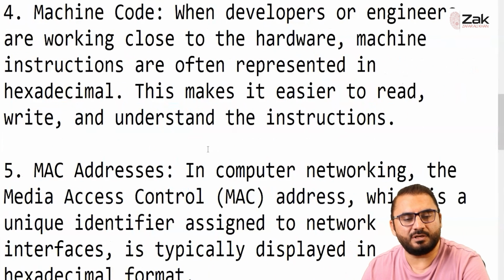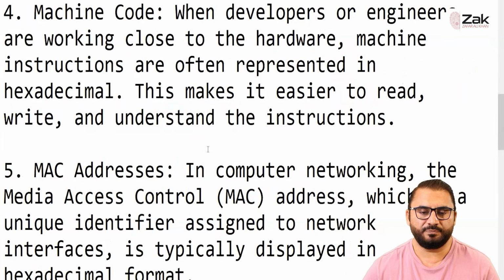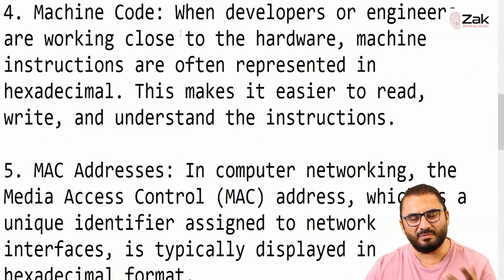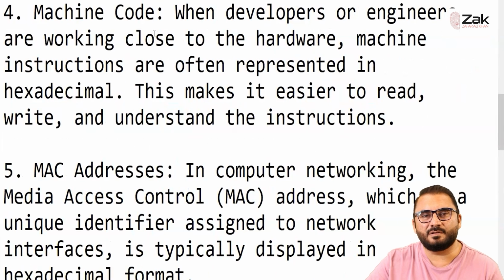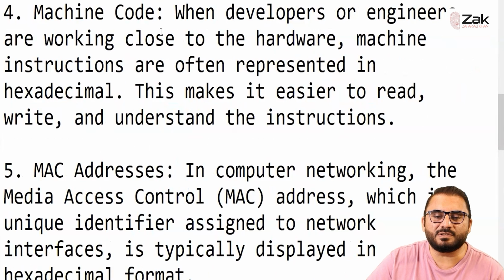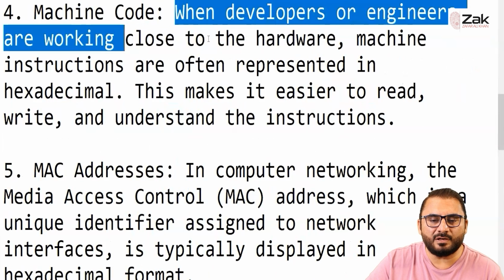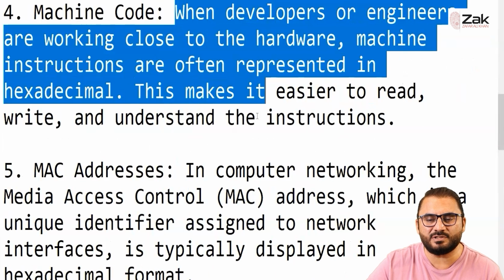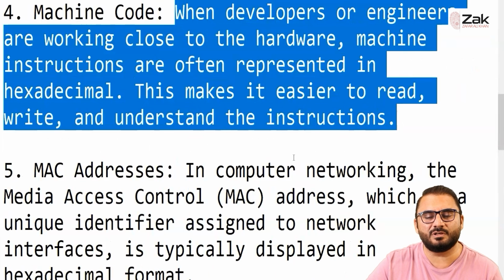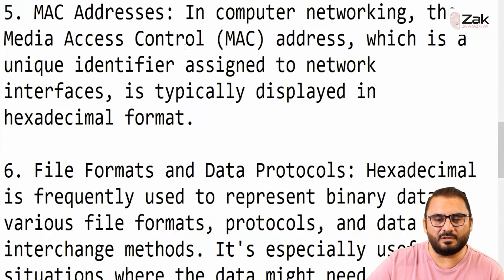Then comes machine code. Machine code simply means a code in binary, without any complicated words. Machine code is something that is represented in binary and can be understood by the processor directly without any intervention or help. When developers or engineers are working close to the hardware, machine instructions are often represented in hexadecimal. This makes it easier to read, write, and understand the instruction, and then the computer would convert those instructions directly into binary and use them.